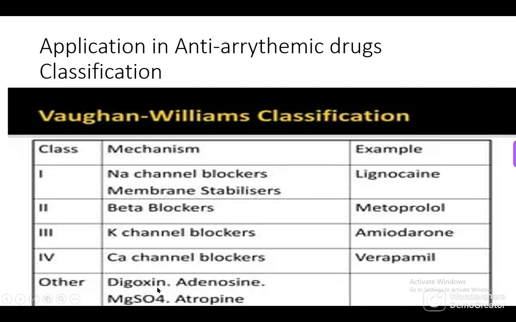Specifically designed for digoxin, specifically designed for adenosine, magnesium sulfate, atropine. Remember where I am using the word specific. Channelopathy means that it is very, very specific to this. But you can apply this knowledge to medicine now, to pharmacology, agriculture, and others.